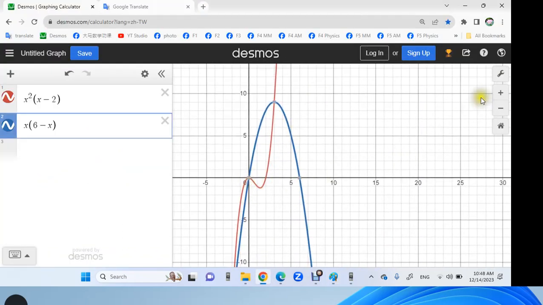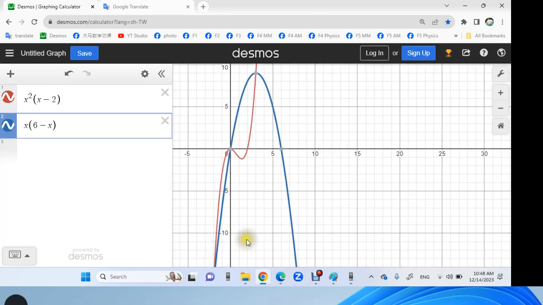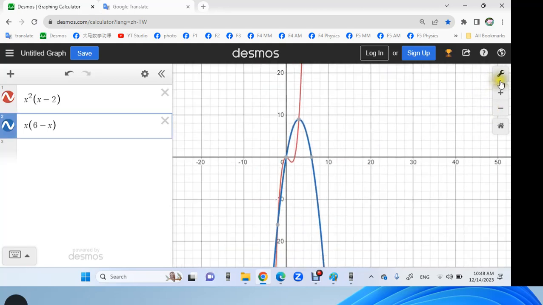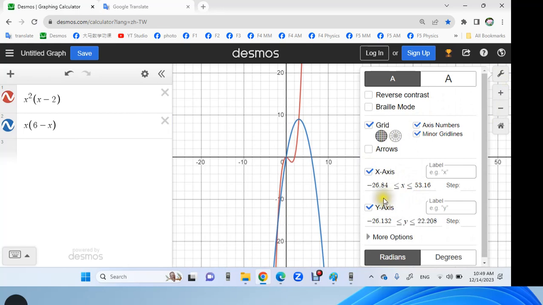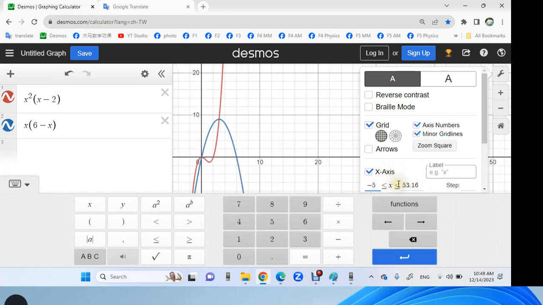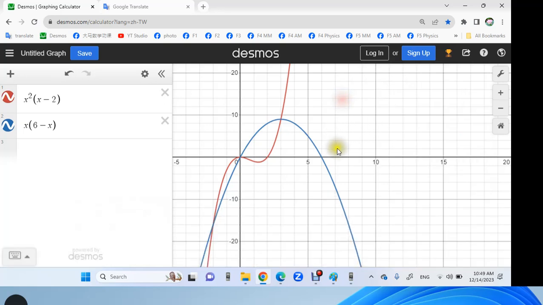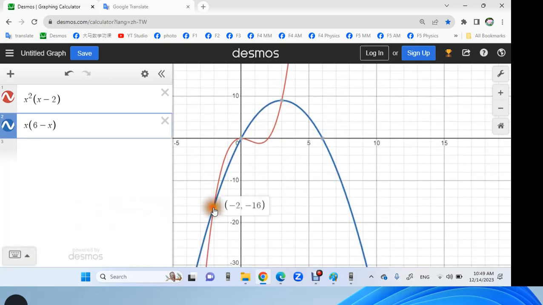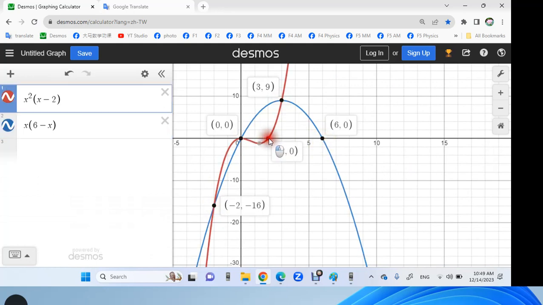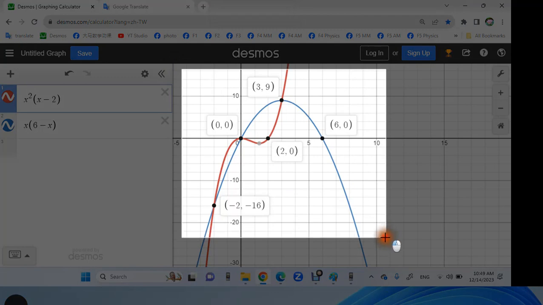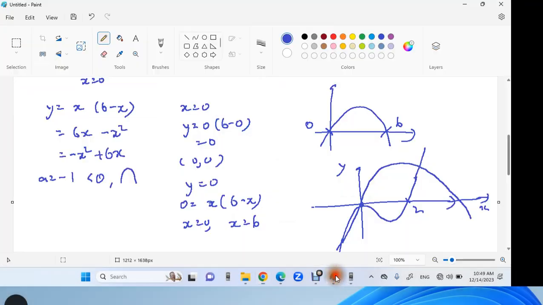So this is how the graph looks like. The x-axis, I take it from negative 5 until 10. So the graph is like this. You can see this, and this. So here are the points.